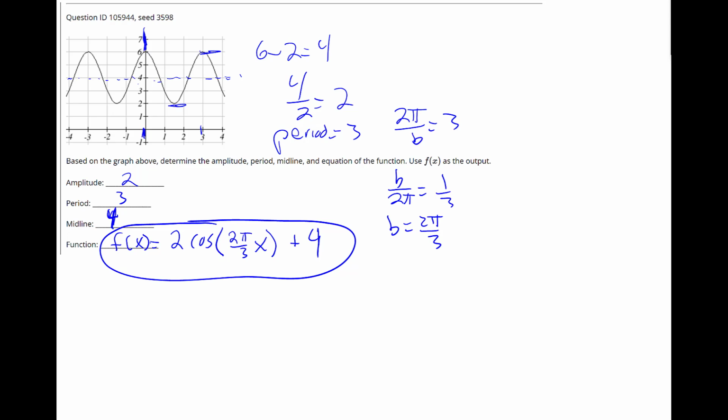So I think a sine and cosine are easier to do than a tangent, and this is one of the easier ones because it's a cosine. Okay, I hope that helps.